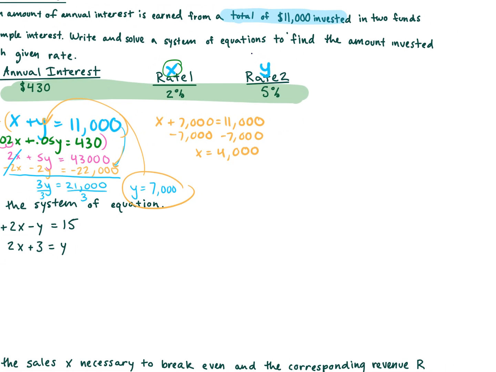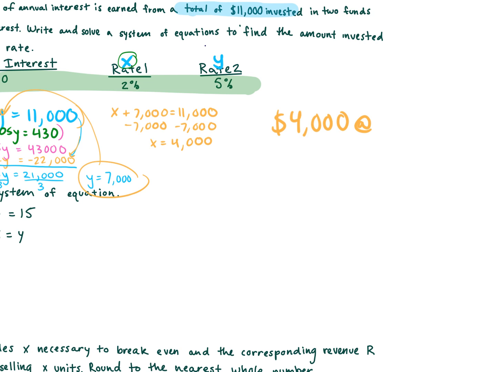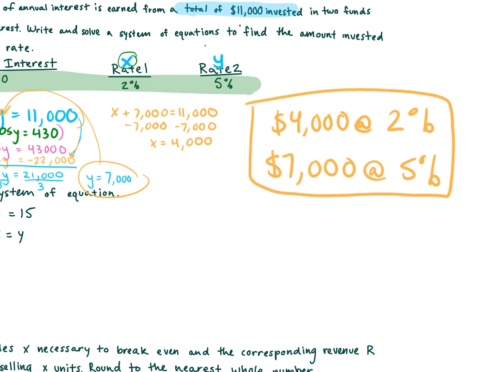So we invested $4,000 at what rate? At 2%. So you could either say at rate 1 or at 2%. And we invested $7,000 at 5%. With the word problems, we made up that rate 1 was x and that rate 2 is y. So don't just tell me x is equal to this and y is equal to this. I need to know, in words, which one's which. You have to do a little bit of explaining in word problems.